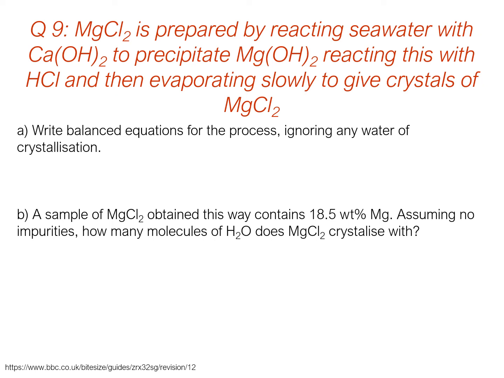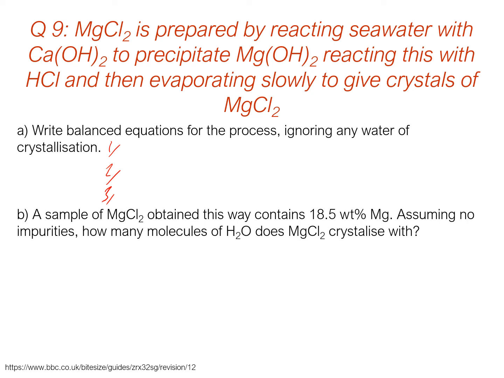So magnesium chloride is prepared by reacting seawater with calcium hydroxide, and this precipitates magnesium hydroxide. Then subsequent reaction of magnesium hydroxide with hydrochloric acid, and then slow evaporation gives crystals of magnesium chloride. So there's actually 3 equations that we need to get, which I'll try and fit in here, because we need even more room underneath for the next one. And we'll take it step by step.